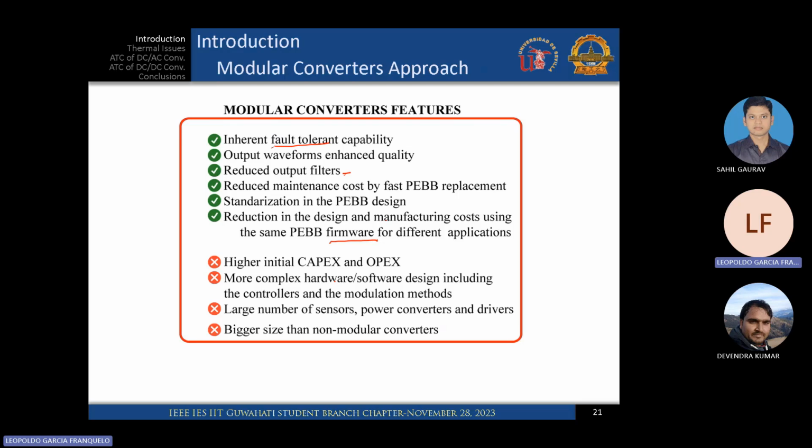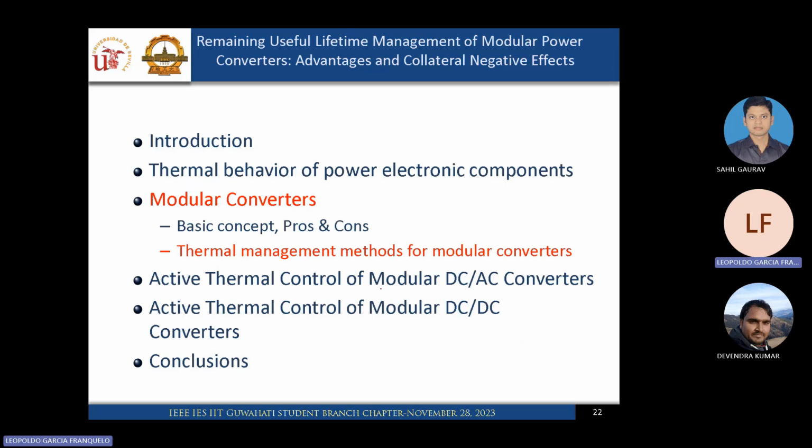There is some more complex hardware and software design, including the controls and the modulation. For the modulation, if we said this 50 years ago, it's true. Now we have very good algorithms where the complexity is very low. There is a large number of sensors and power converters, it's true. And there is a bigger size of a non-modular converter. This is also okay. In spite of that, modular converters are being used more.